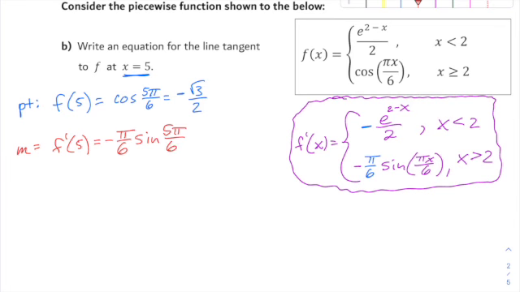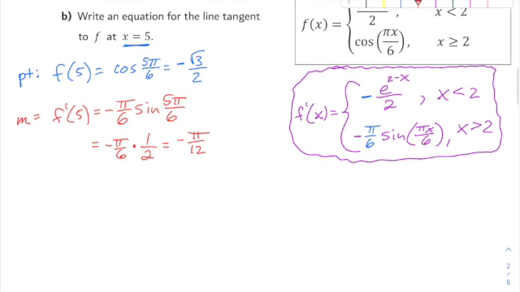And again, if you are on the FRQ, you could leave that as a slope. That does not need to be simplified. It's all numerical, so you could stop there. For practice here, the sine of 5 pi over 6 is quadrant 2, where sine is positive, and the sine of that reference angle, pi over 6, is 1/2, so you're going to get negative pi over 12.